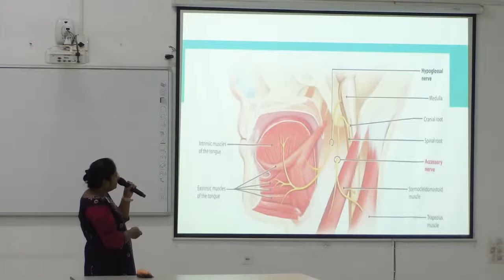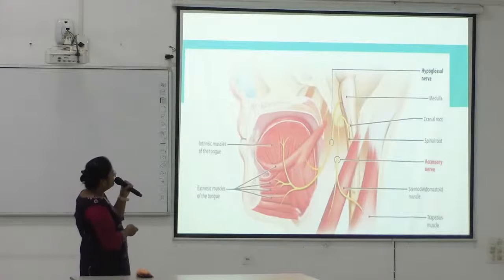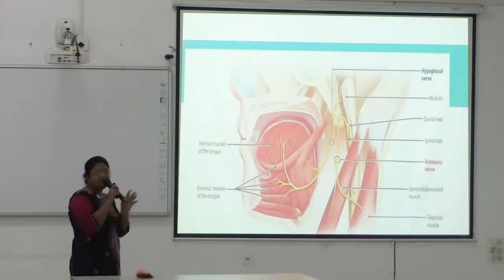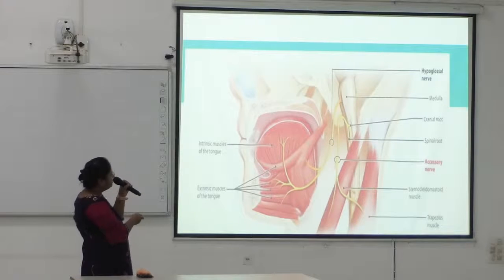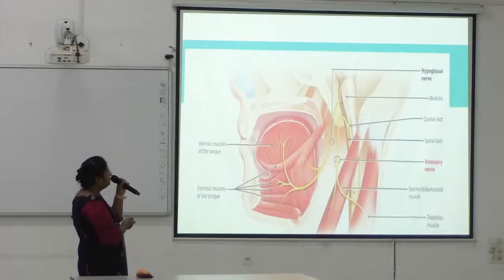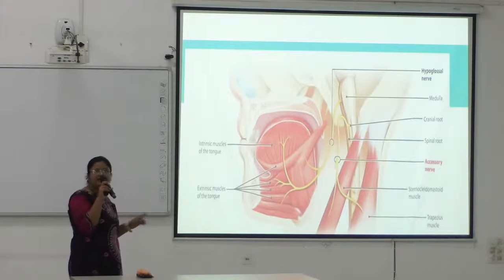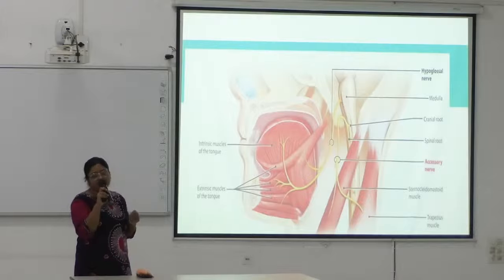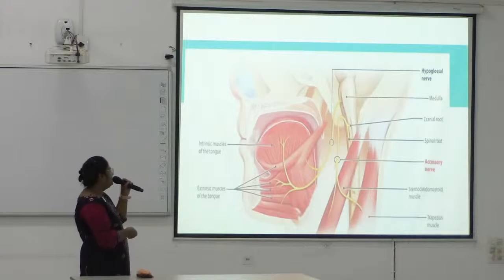Coming out through the jugular foramen, and then the course of the hypoglossal nerve. The hypoglossal nerve is coming out from the medulla. See here, in the medulla, between the olive and the pyramid, the hypoglossal nerve comes out through the hypoglossal canal. The hypoglossal canal is near the occipital condyles. It is coming out through the hypoglossal canal.